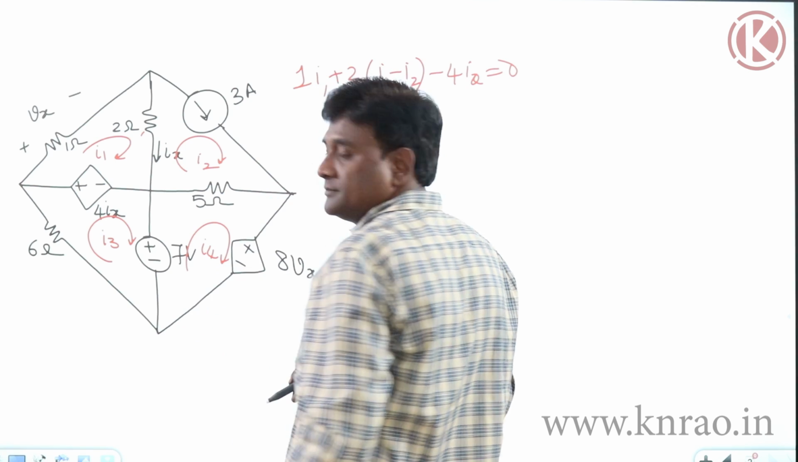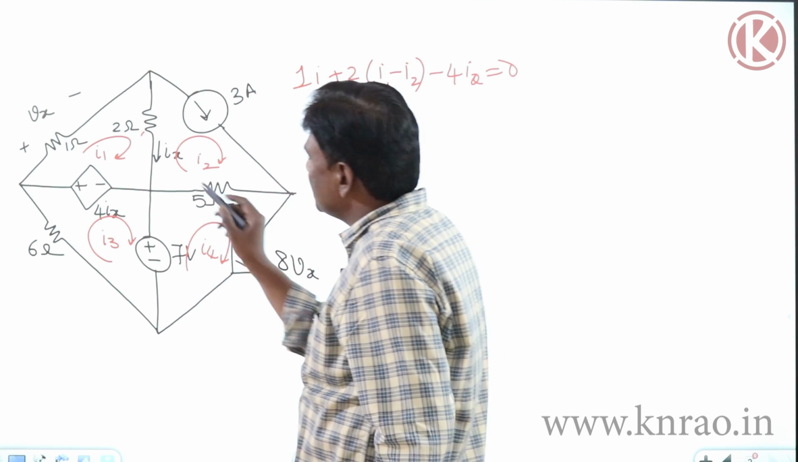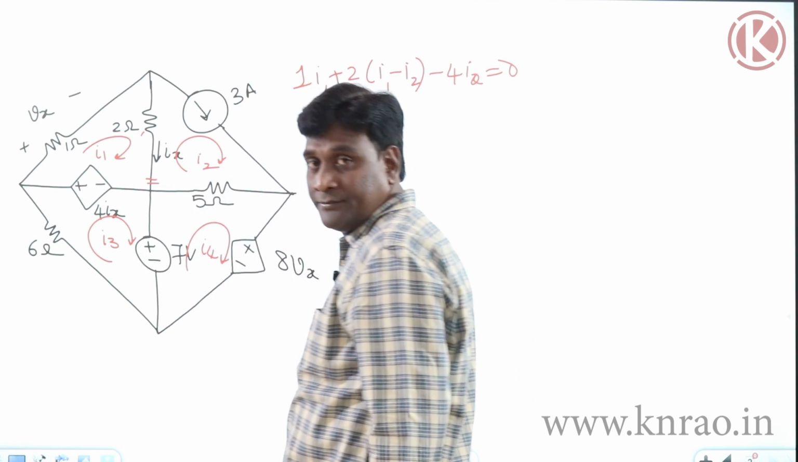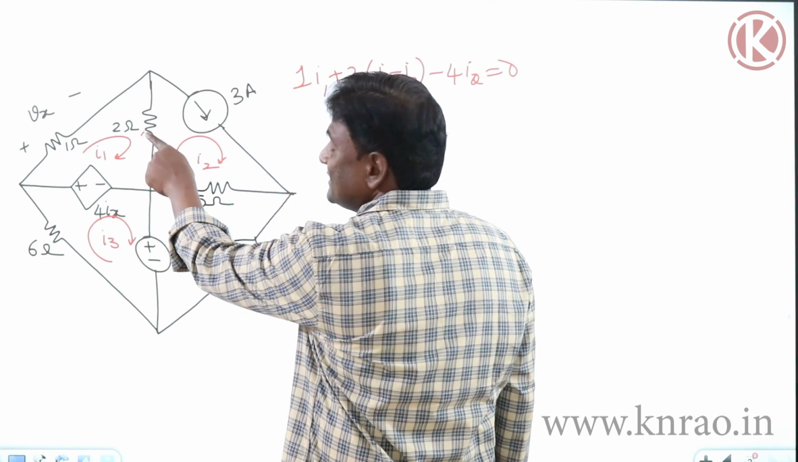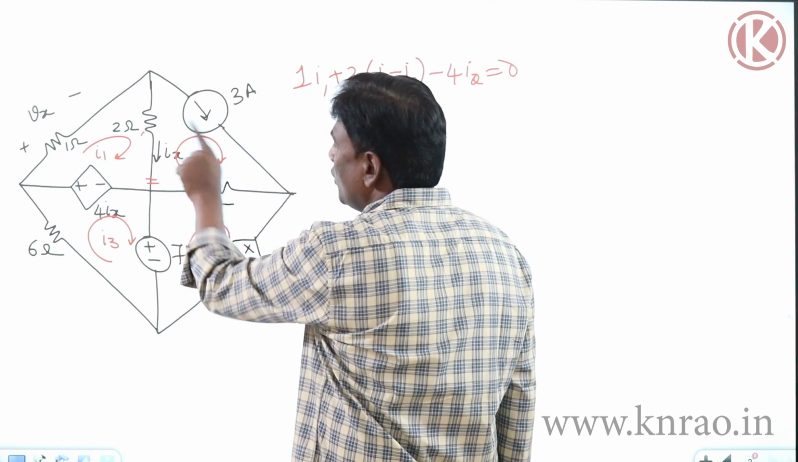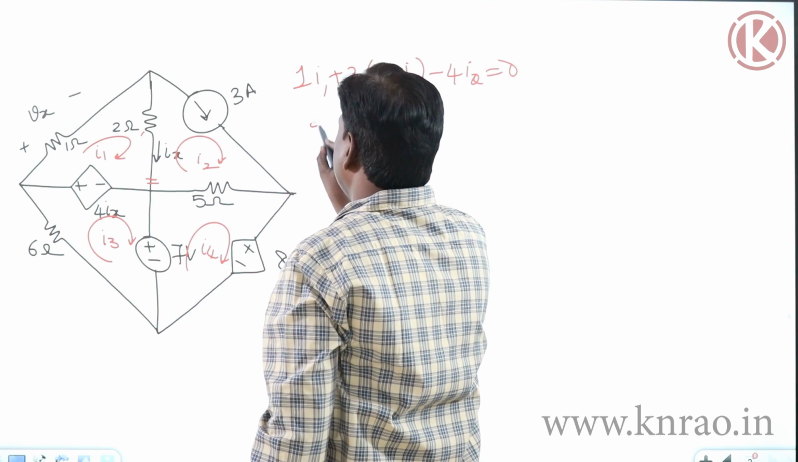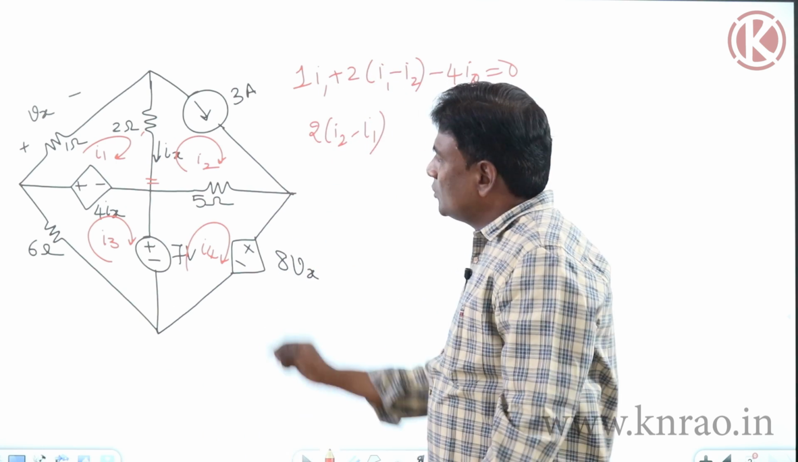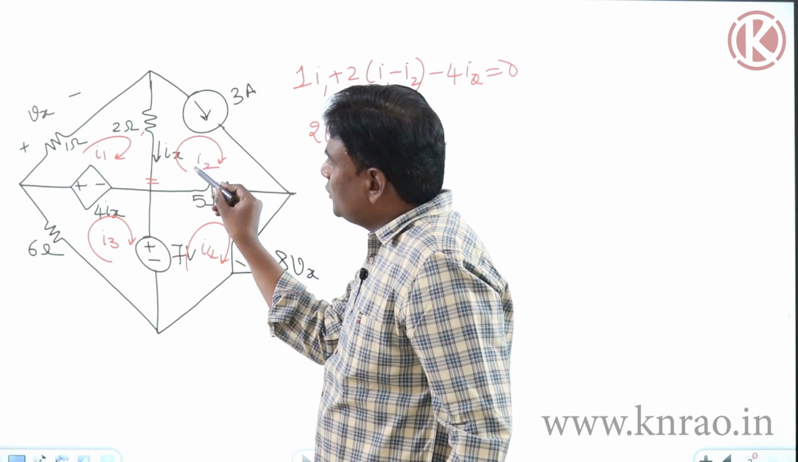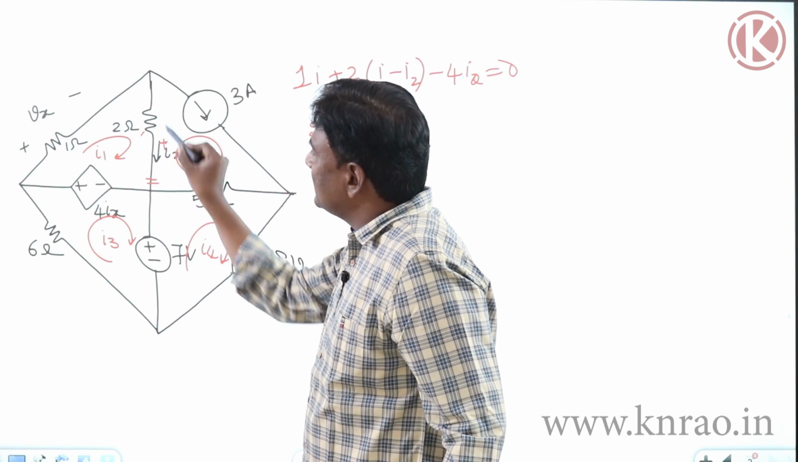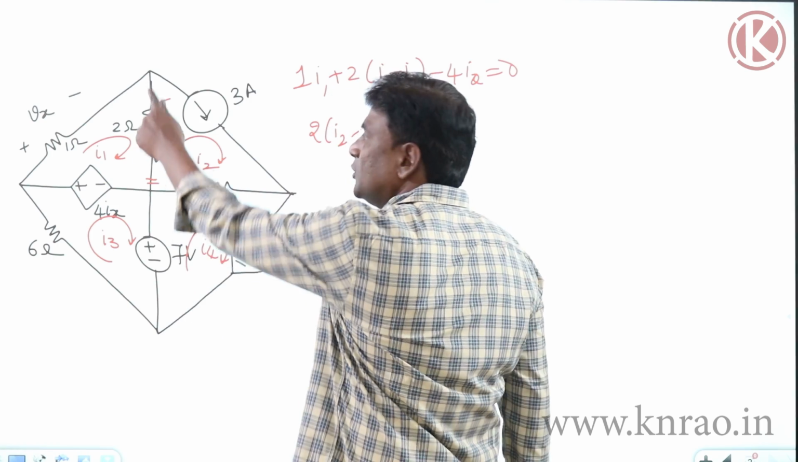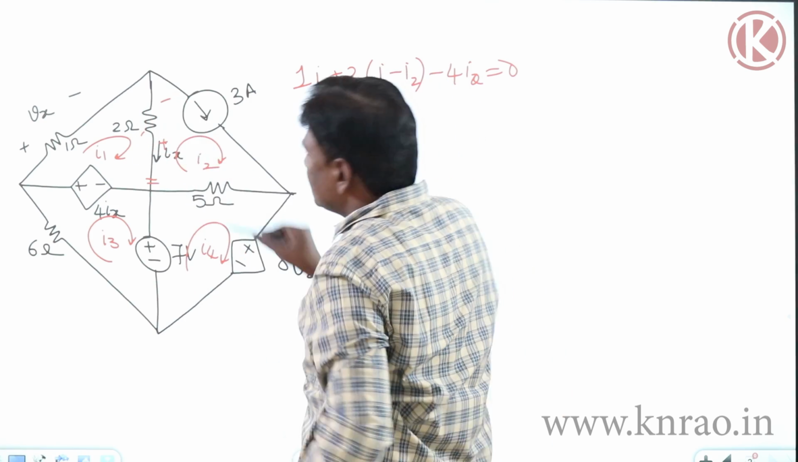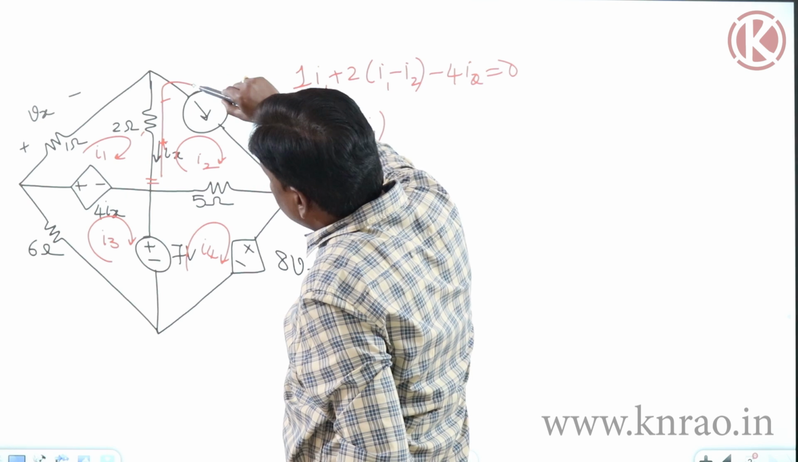And second mesh. Now let us start from the second mesh. For example, I am starting from here. How much is this resistance? 2 ohm. 2 ohm into I2 minus I1. So 2 into I2 minus I1 is going to be the voltage like this. So I got the voltage here, and I started from here, I reached up to here.